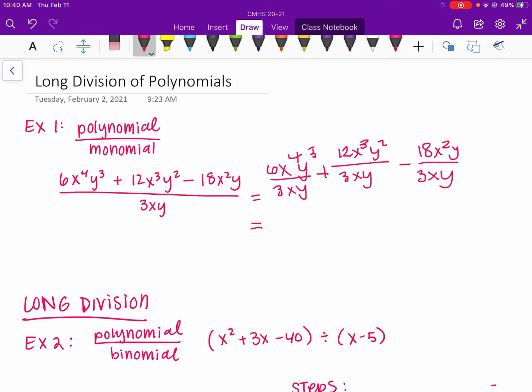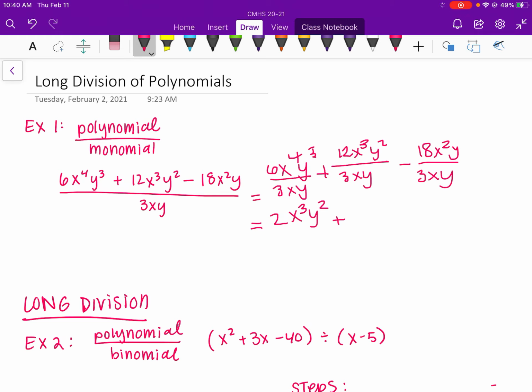So this is just from last week. We do 6 over 3, which is 2. Then we subtract the exponents. We have x to the 4th and x to the 1st, which is 4 minus 1, which is 3, and it goes on the top. Let me erase the bottom because we're not going to have a fraction anymore. Then we have y to the 3rd and y to the 1st, so 3 minus 1 is 2.